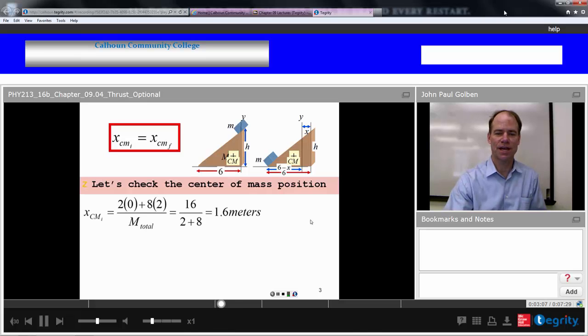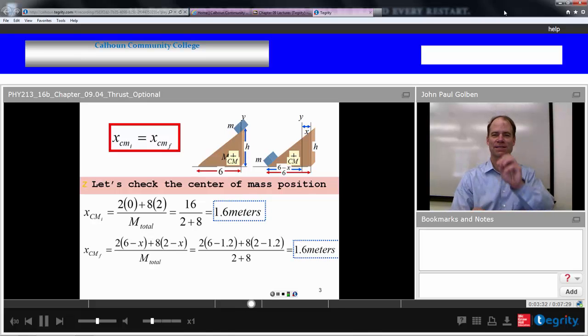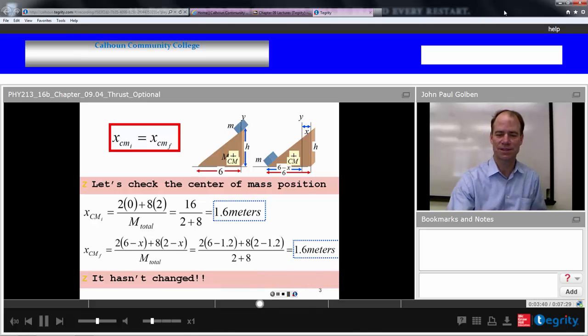Let's check that location of the center of mass. Originally we had 2 times 0 plus 8 times 2 over 2 plus 8, 16 divided by 10, or 1.6 meters. So that was where the original center of mass was. The new center of mass is 2 times 6 minus x plus 8 times 2 minus x over the total mass. And when we calculate that out, still 1.6 meters. So the center of mass has not moved from its location. Everything is great. The whole wedge moved 1.2 meters.